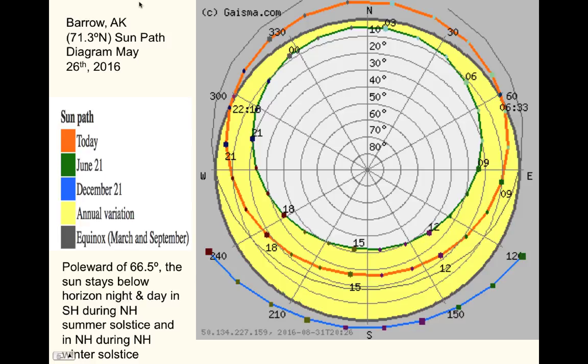Here's Barrow, Alaska, north of the Arctic Circle, which shows during the summer solstice, June 21st, the sun never goes down below the horizon. Instead, it swings around at all angles, all azimuth angles, starts off in the north, heads around to the south, and back around, and just loops around the horizon over time. Of course, during the winter solstice, the sun never gets off the horizon, but it gets pretty close, so you get some scattered sunlight during the daytime hours.